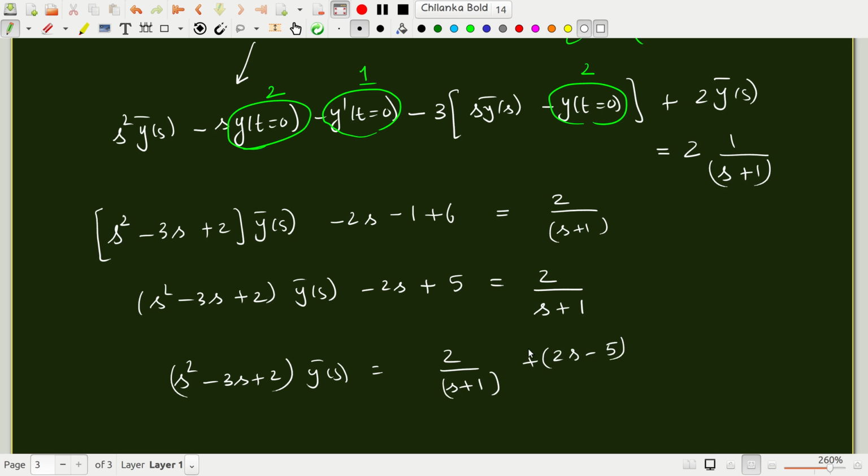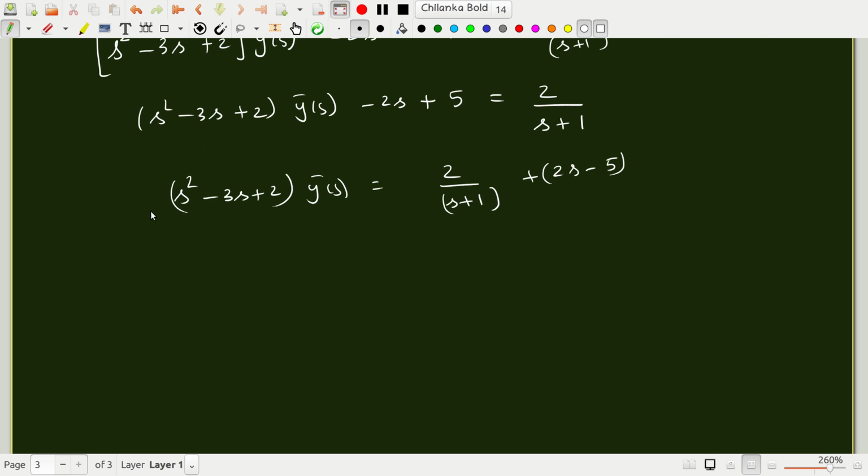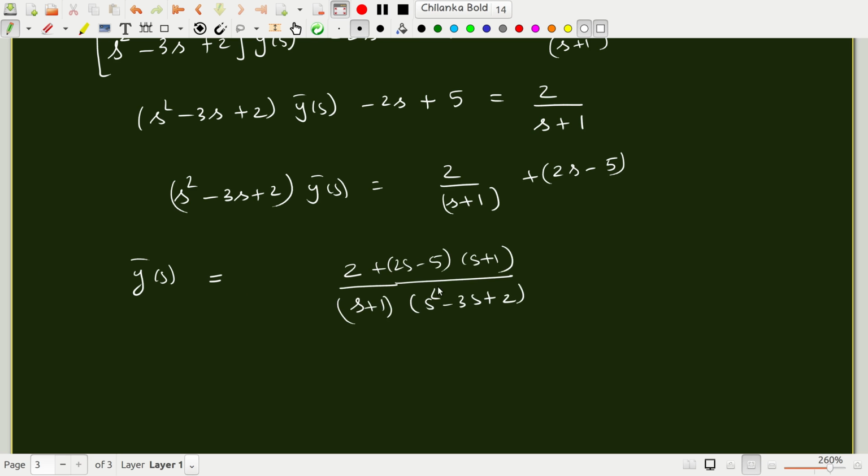Okay, so y bar of s is nothing but 2 by s plus 1 plus 2s minus 5 times s plus 1. This is, and you take this to the other side, s squared minus 3s plus 2.